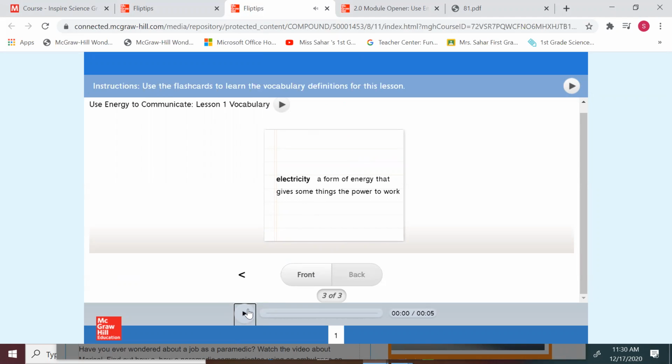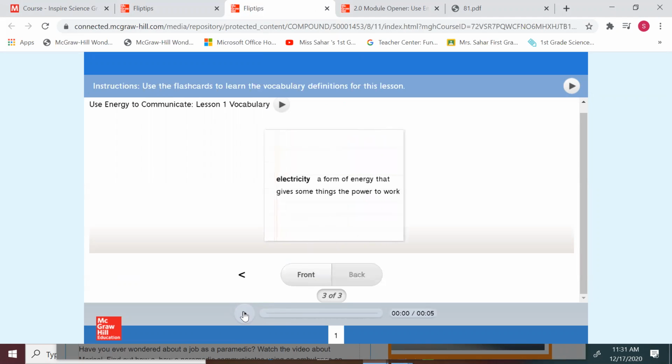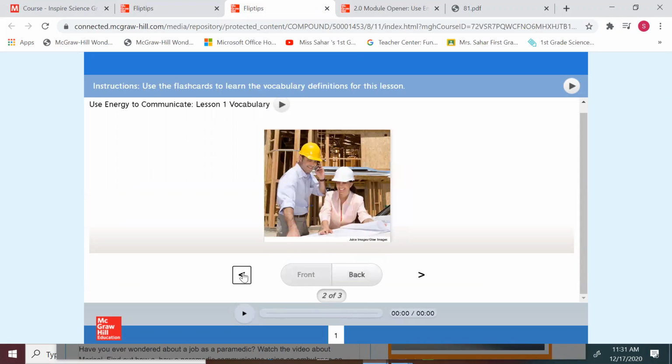All right, let's watch one more time. This is, as you see, a light bulb connected with electricity and giving us light. So let's see the definition. Electricity, a form of energy that gives some things the power to work. Okay, let's go.